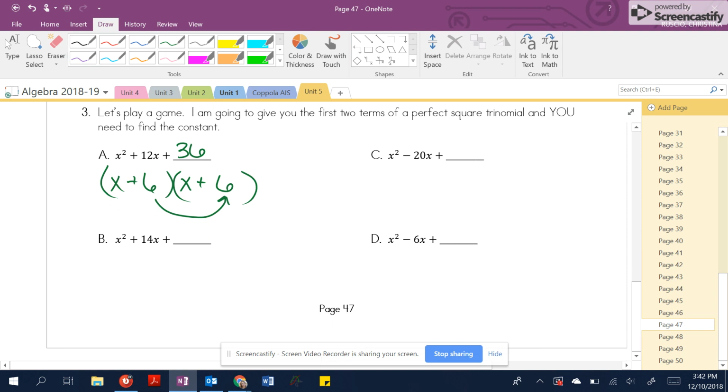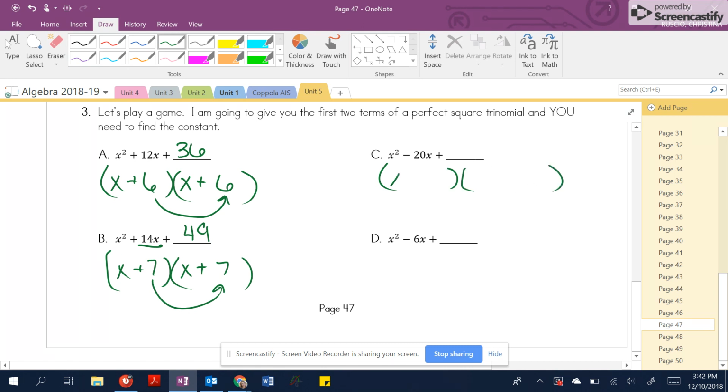Okay, cool. Let's do B. So I got to do that again. x times x would give me x squared. How am I going to get that 14x? They have to be the same number, remember, because it's that perfect square trinomial. So what, 7 plus 7 is 14? But what's 7 times 7? Yeah, 49. Okay, we can do this with C and D, can't we?